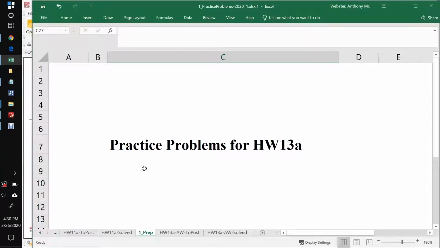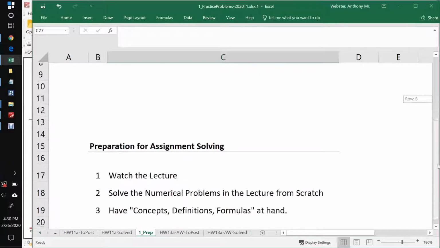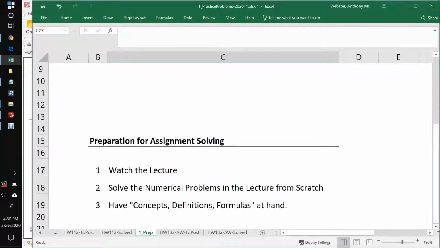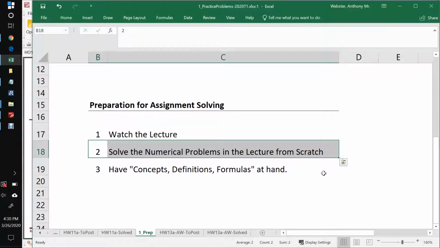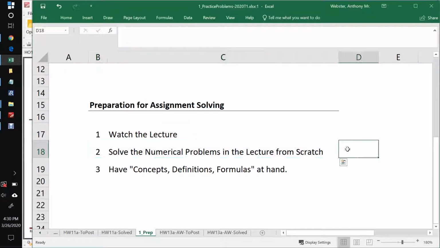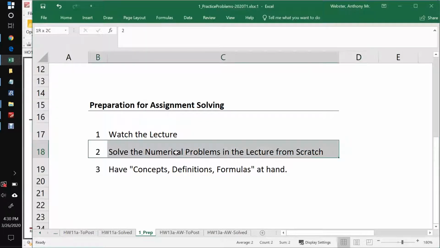Okay, hello, welcome to Practice Problems for Homework 13A. As always, before we jump in, we want to make sure we're prepared to start solving problems. So we want to make sure we've watched the associated lecture, that would be the handout 13A lecture, and that you've solved the numerical problems in the lecture from scratch. That's particularly important in this case.